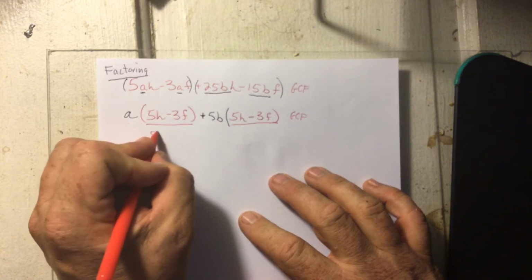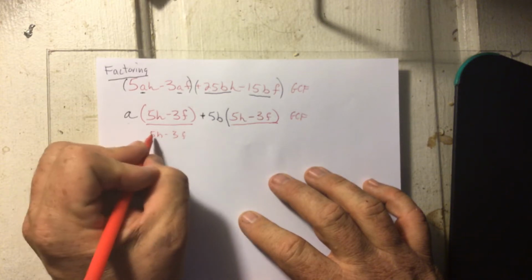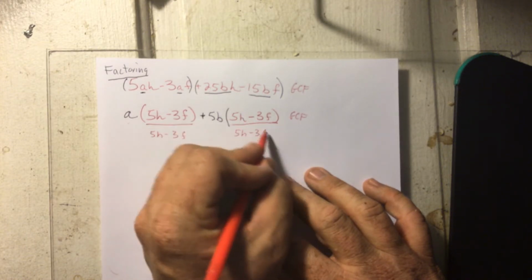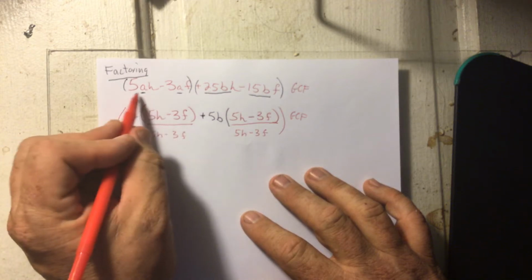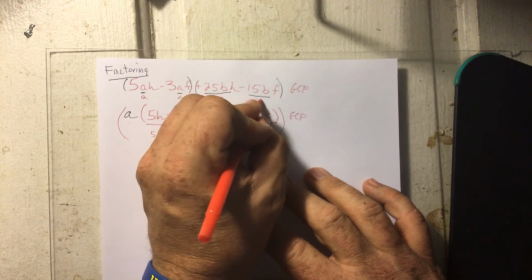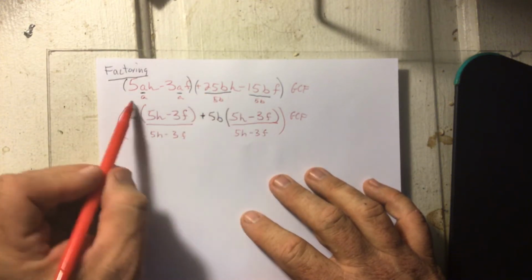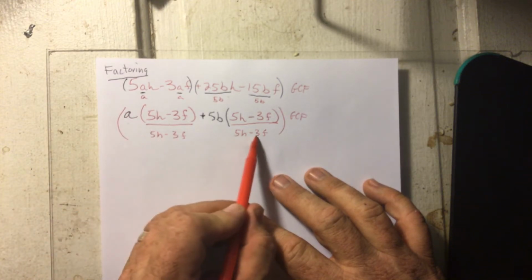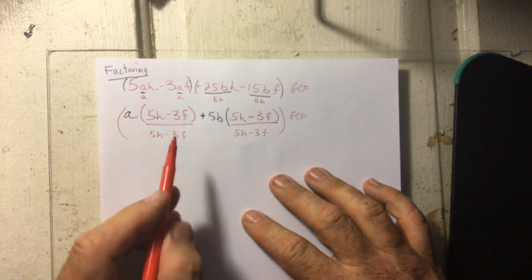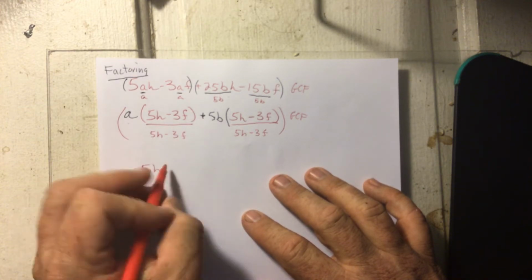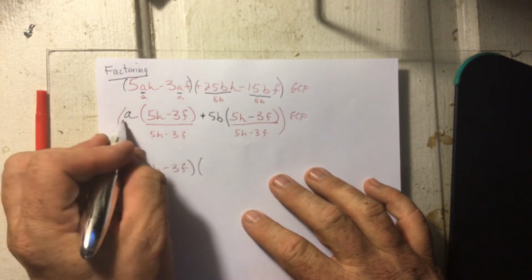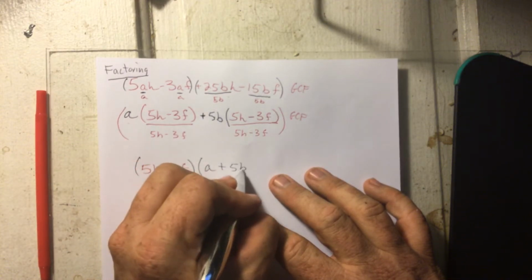Well, I'm going to divide this thing by 5H minus 3F, and I'm going to divide this thing by 5H minus 3F. So since I've divided by the greatest common factor again, which is what we did up here, we divided this by A, this by A, this by 5B, this by 5B. I moved those to the front. I moved A to the front. So now that I'm dividing this polynomial, if I'm dividing this by 5H minus 3F, I'm going to move that to the front. And I'm left with A plus 5B.